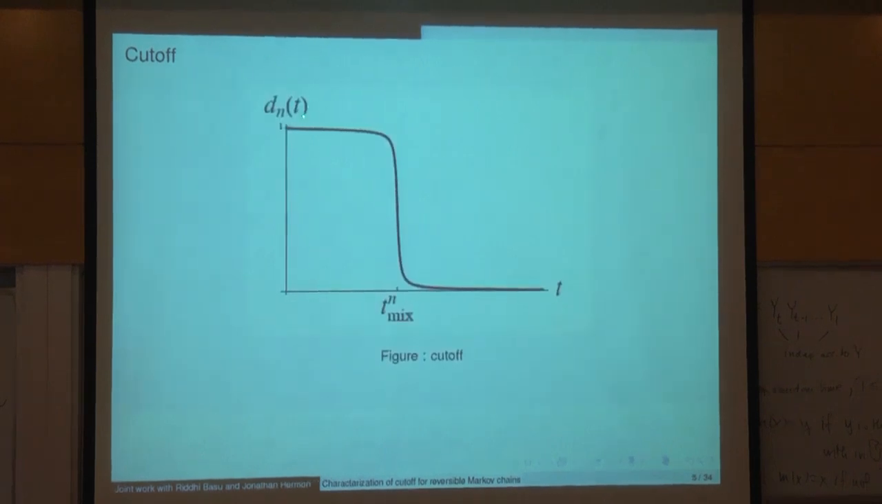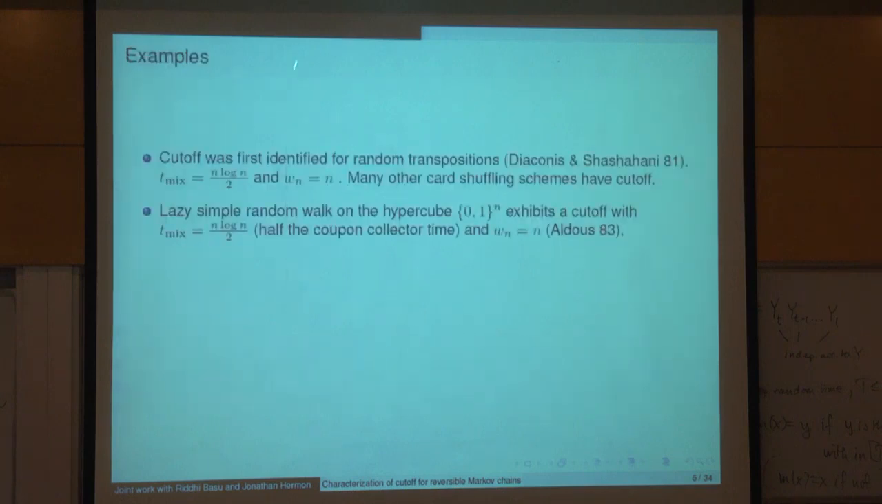In terms of the behavior of the distance to stationarity, a cutoff represents a sharp drop in this distance. Around the point t_mix, in an interval which is negligible, the window size, you go from total variation distance near 1 to total variation distance near 0. That's what cutoff means. Exactly which interval depends on the height epsilon, but we want a window that works for all epsilon with a suitable constant depending on epsilon. The first examples were by Diaconis and Shahshahani.